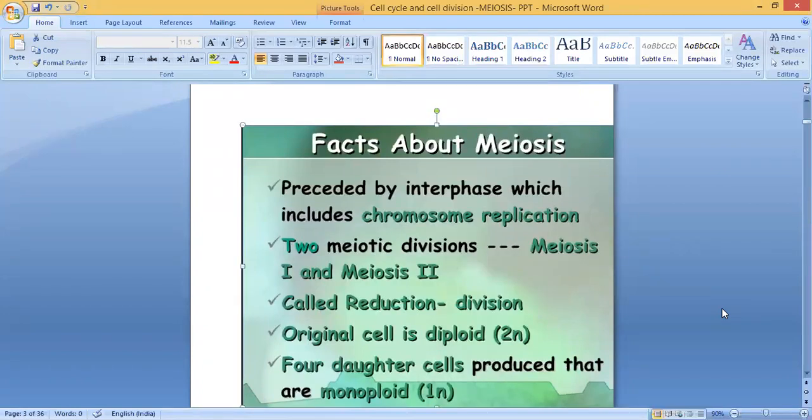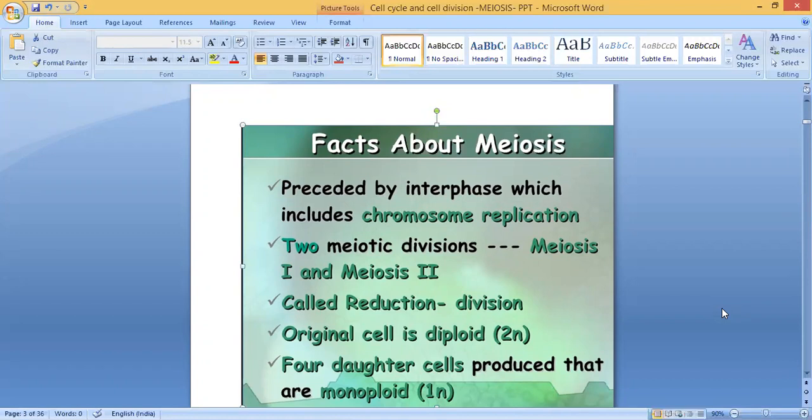Then what are the facts about meiosis? It's preceded by interphase, which includes chromosome replication. In the previous session, we said there are two phases: one is interphase and the second one is mitosis. So here, interphase, and after that meiosis. In the interphase, we studied there are three stages: G1 phase, S phase, and G2 phase. Clear? So here, preceded by interphase, which includes chromosome replication.